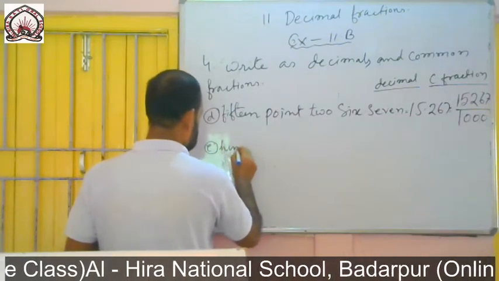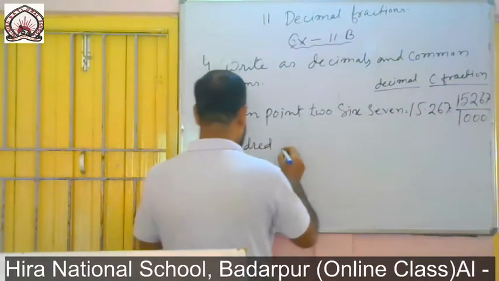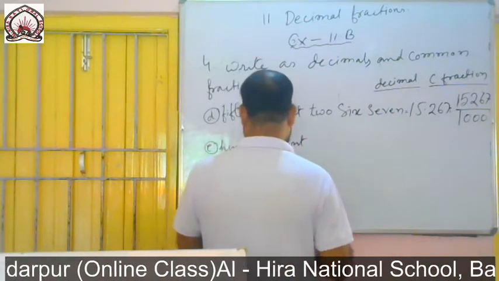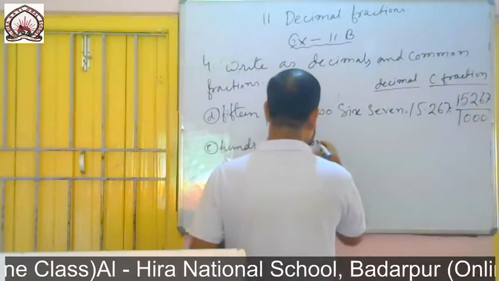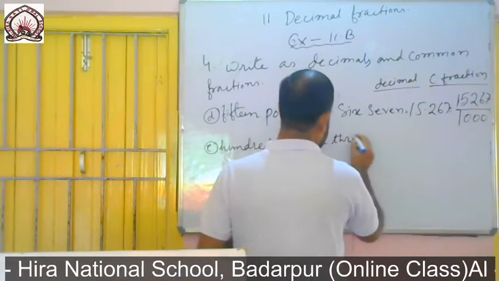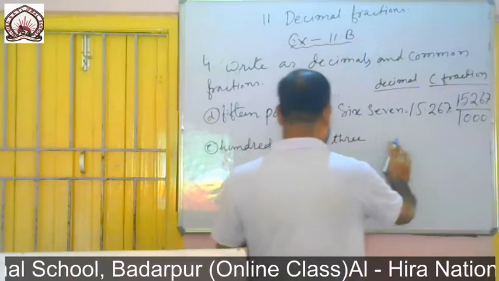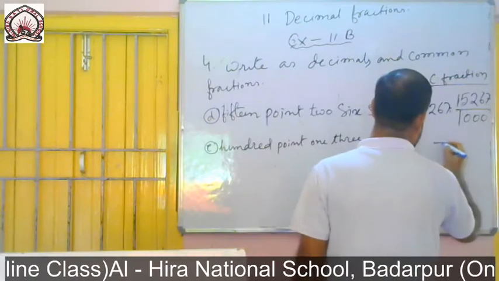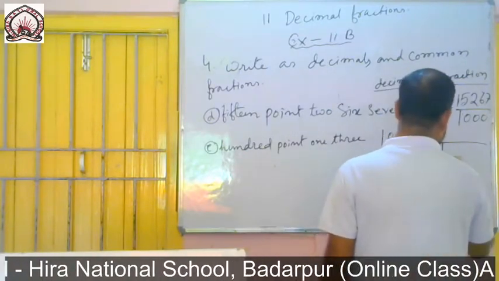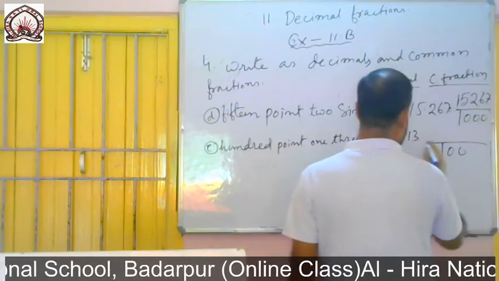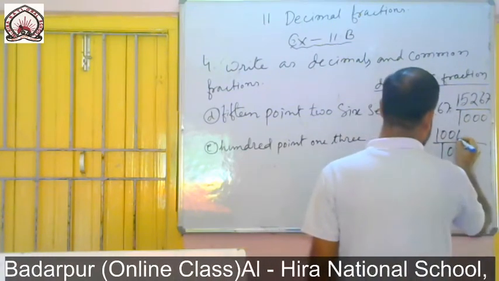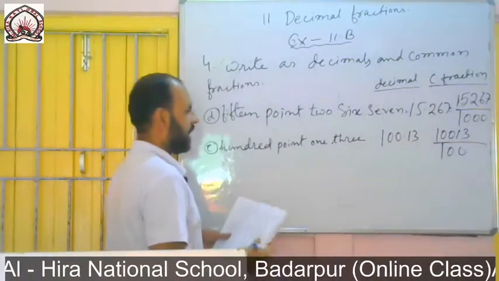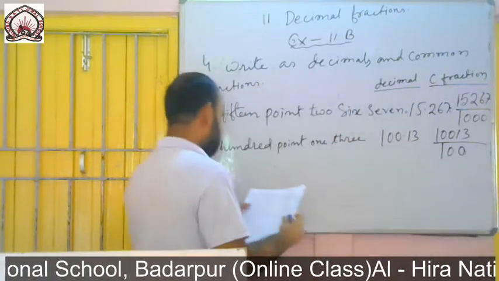100.13. So the decimal fraction is 100.13, and the common fraction is: in place of the point 1 and 2 zeros, and without the decimal we write this number, that means 10,013 by 100.